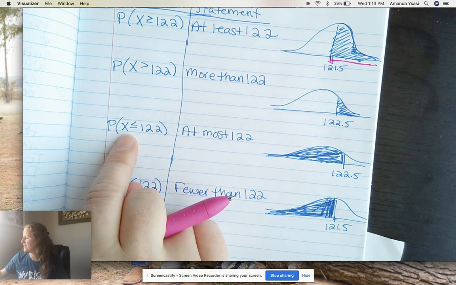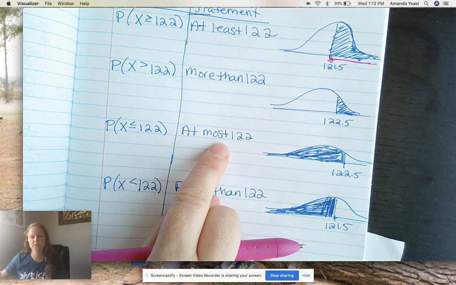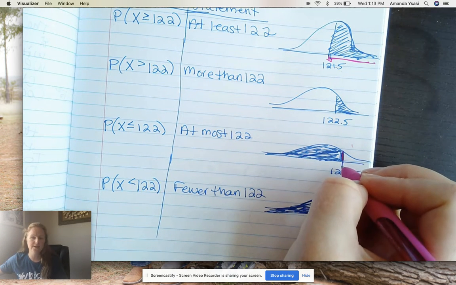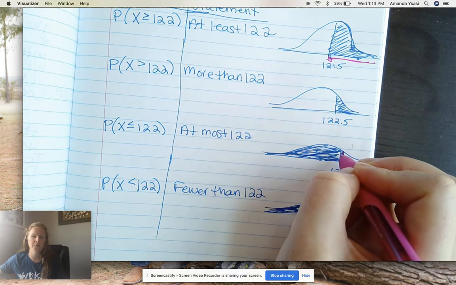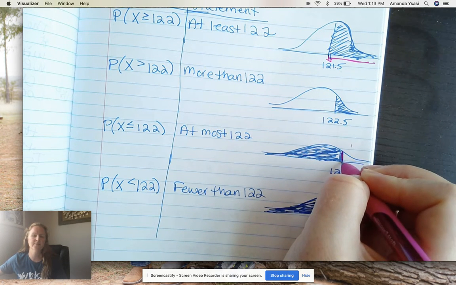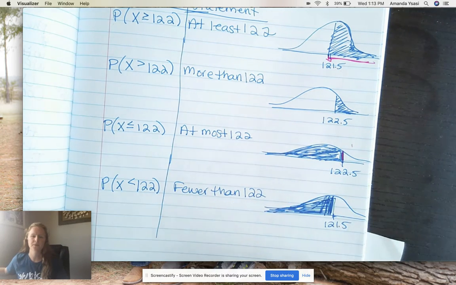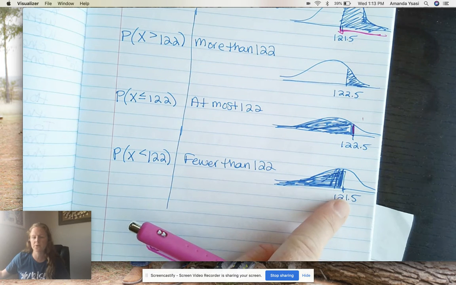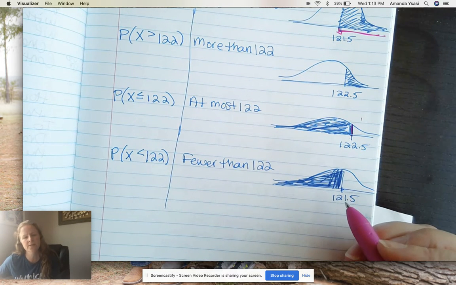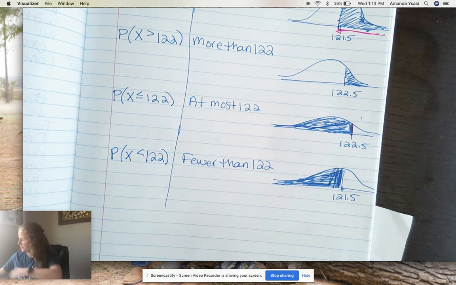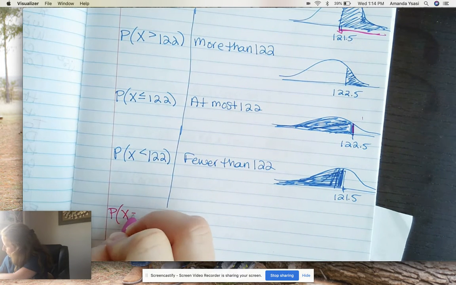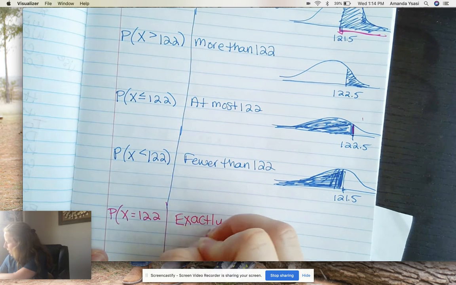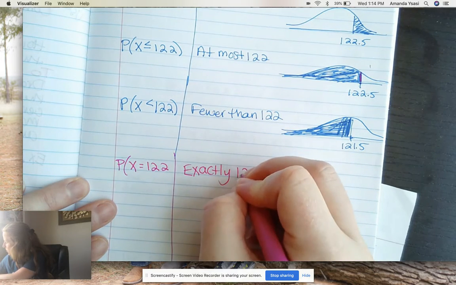When x is less than or equal to 122, we're talking about at most. Since it says less than or equal to, we're going to go to the farthest interval, which is our greatest number, 122.5. This is the most we can have, so we're finding the area to the left. When we don't have the or equal to, this says fewer than 122, and we're going to go to the leftmost because it's not actually including 122. We're going to use our lower interval. And I forgot to put whenever x actually equals 122. So I'm going to put exactly 122, which was on my last page, but it would be good to have it all on one page.